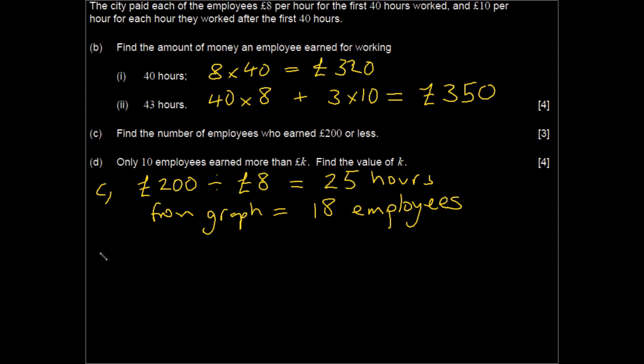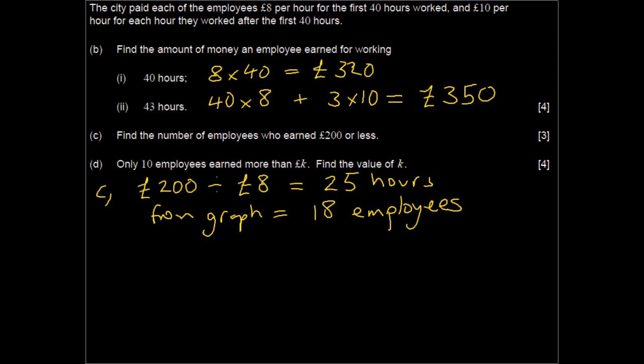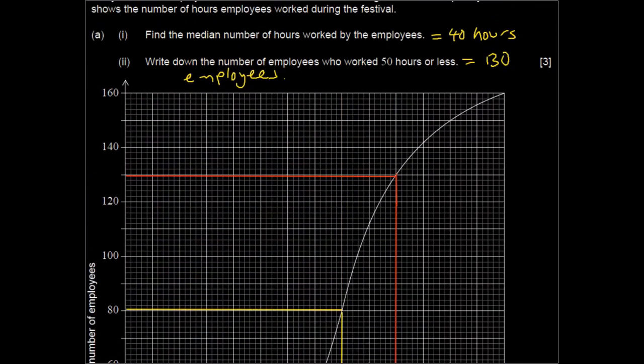Alright, finally part D. It says only 10 employees earned more than K pounds. Find the value of K. Alright, so what we need to do here then, only 10 employees earned more than the value of K. So we know there were 160 employees altogether. So if only 10 of them earned the highest amount, then only 10 of them must have worked the most hours. So what we do is we go across at 150 and find out how many hours that was.